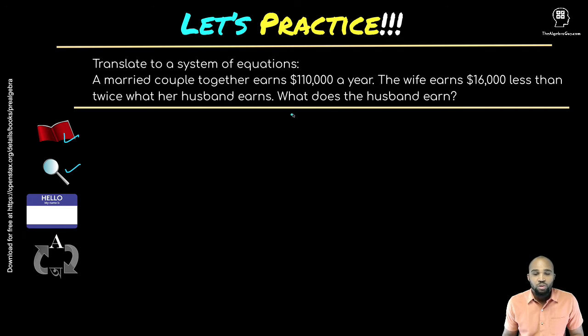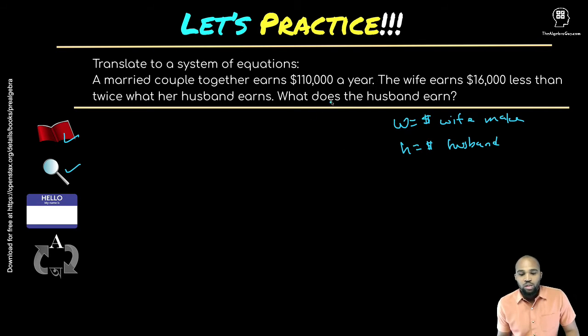So what are the two variables we're talking about? We're talking about how much the wife earns and how much the husband earns. So actually, let me do it this way. Let's make W equal the amount the wife makes. So some money amount that the wife makes, and of course H is going to be some dollar amount that the husband makes.